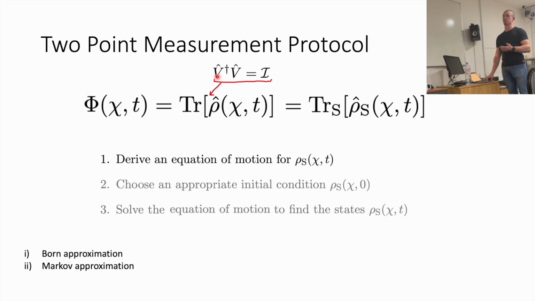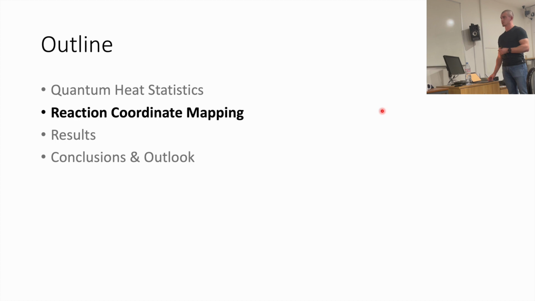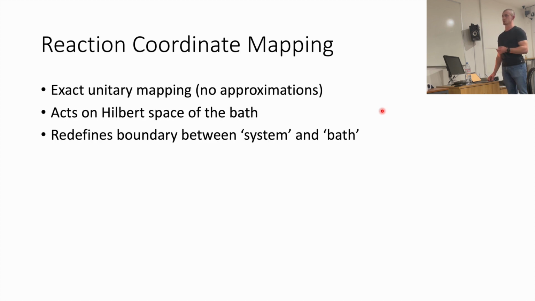I'm trying to figure out which V will let me make this distinction here, going from a trace over the full system and bath state to just a trace over the system state. The particular unitary that I'm going to choose is one that performs this reaction coordinate mapping, which I'll explain now. This is a unitary mapping, so no approximations, that acts on the Hilbert space of the bath and leaves the system alone. Essentially it's going to redefine the boundary between what I call system and what I call bath.